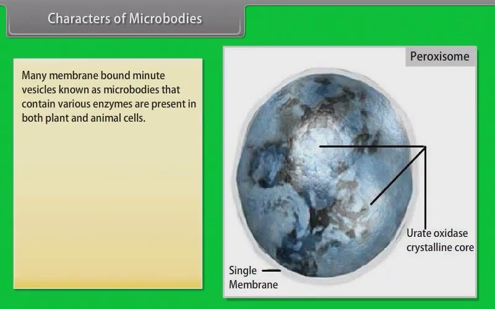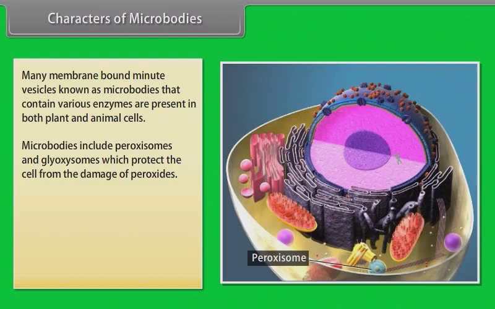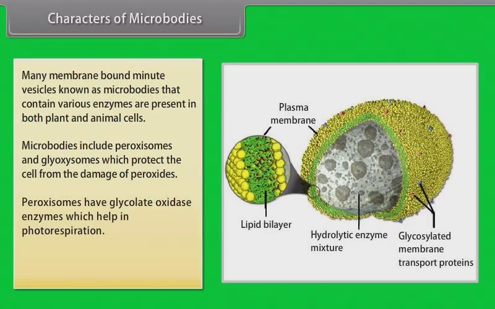Characters of microbodies. Many membrane-bound minute vesicles, known as microbodies that contain various enzymes, are present in both plant and animal cells. Microbodies include peroxisomes and glyoxysomes, which protect the cell from the damage of peroxides. Peroxisomes have glycolate oxidase enzyme, which helps in photorespiration. Spherosomes synthesize and store fat.